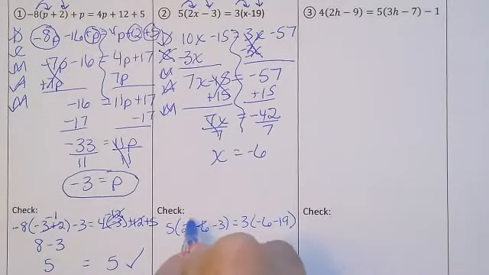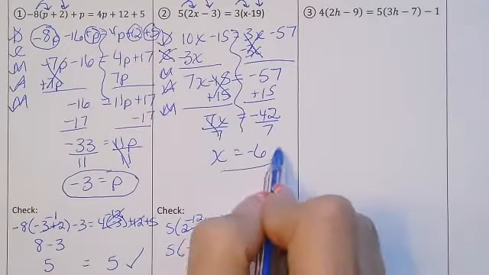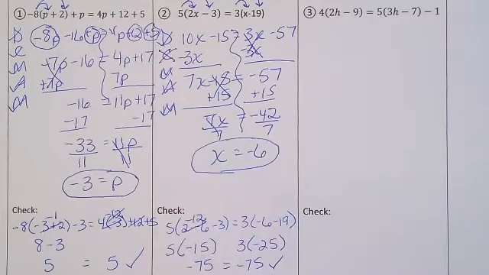Two times -6 is -12. -12 minus 3 is -15. 5 times -15 is -75. Okay, let's look at this side. -6 minus 19 is -25. And 3 times -25 is -75. So it does check. X equals -6.